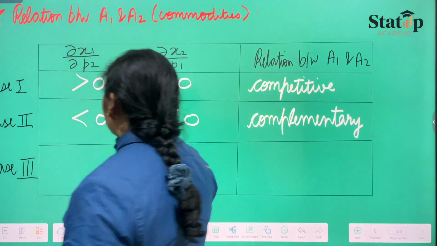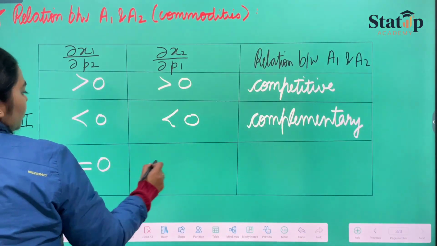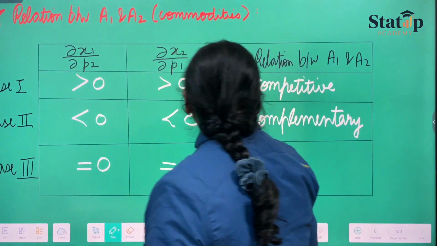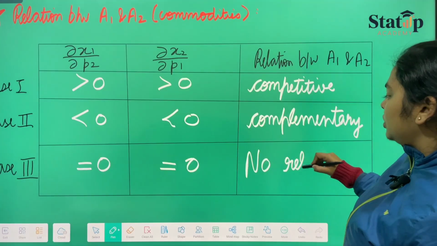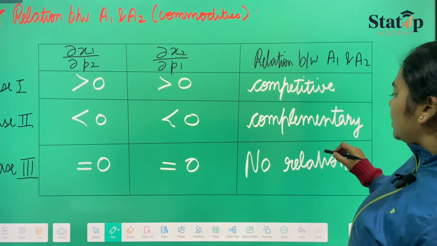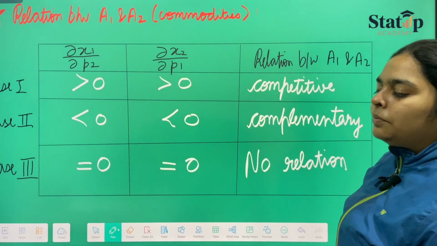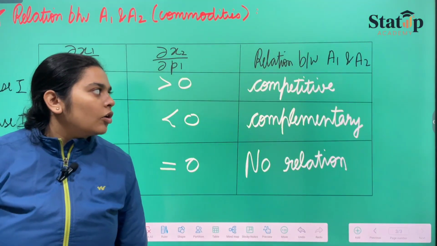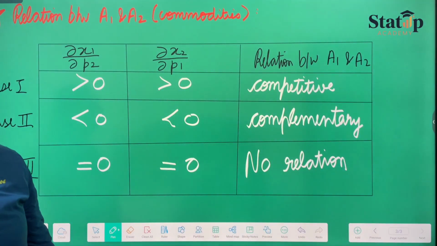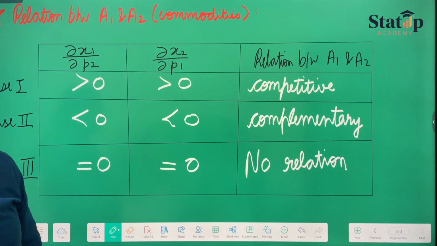And if they are equal to 0, both of them, then there is no conclusion drawn, or we don't know the relation between A1 and A2. Okay, so this can be asked in exam: what are complementary commodities, competitive commodities, and when can you say that there is no relation between commodities? You can just answer it by drawing this graph.